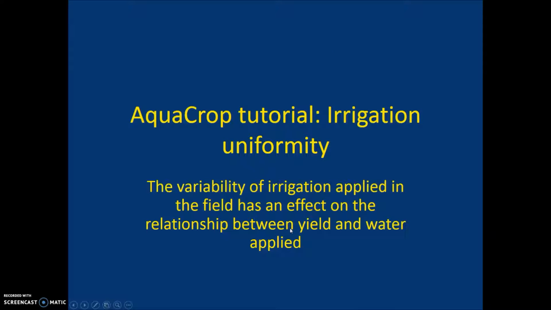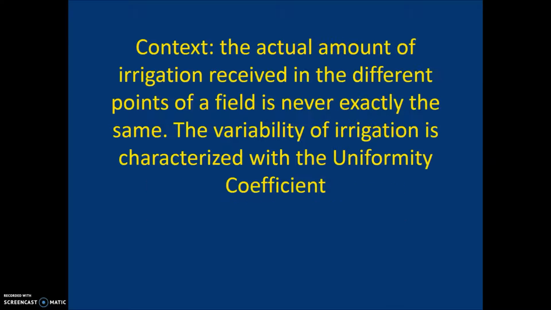In this tutorial of AquaCrop, we will discuss some ideas related to irrigation uniformity. The idea is that the variability of irrigation applied in the field has an effect on the relationship between yield and water applied. The actual amount of irrigation received in the different points of a field is never exactly the same. The variability of irrigation is characterized with the uniformity coefficient.